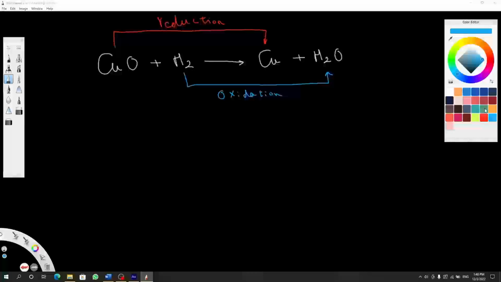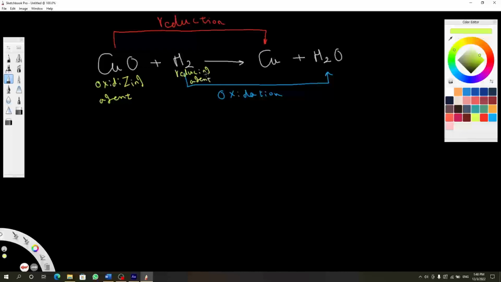The element or the reactant that loses oxygen or that goes through reduction is called an oxidizing agent, and the element or the reactant that goes through oxidation is called a reducing agent.